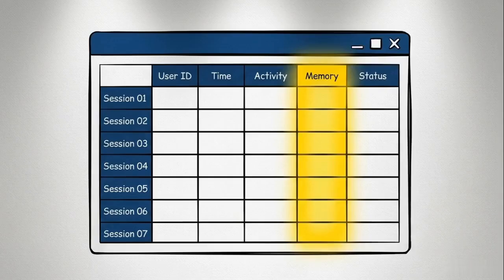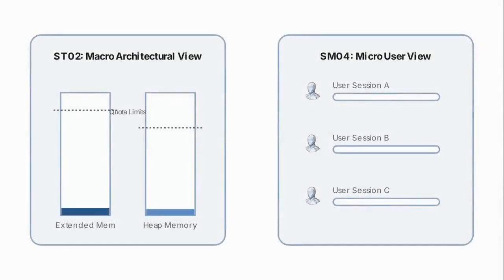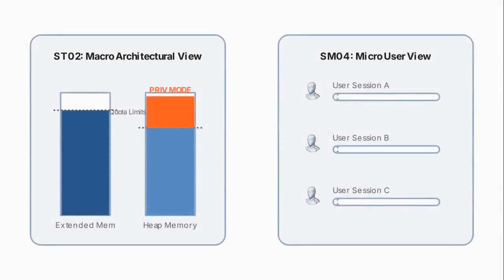This is a view of the SAP SM04 screen, focusing on the memory column. Use this transaction to track the exact memory consumption for each individual user session. Combining ST02's macro architectural view with SM04's micro user view allows an administrator to pinpoint the exact session bypassing its EM quota and threatening the operating system.